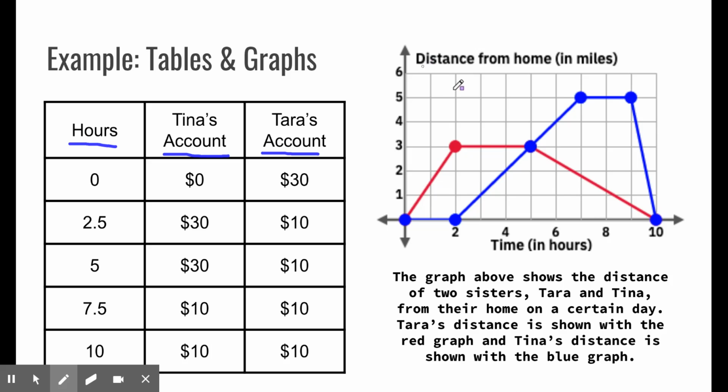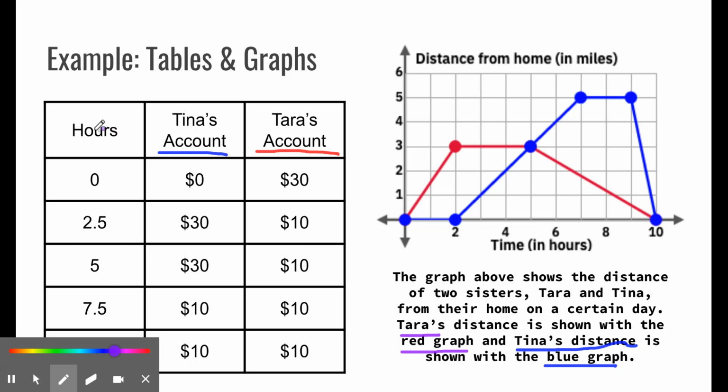Then we've got this graph, and it says that the graph above shows the distance of two sisters, Tara and Tina, from their home on a certain day. Tara's distance is shown with the red graph. Okay, so that's important to note. Tara is the red graph, so to help us keep track, since Tara's is the red graph, I'll go ahead and use red to mark Tara's money. And then it says that Tina's distance is the blue graph. So I'll use blue for Tina.